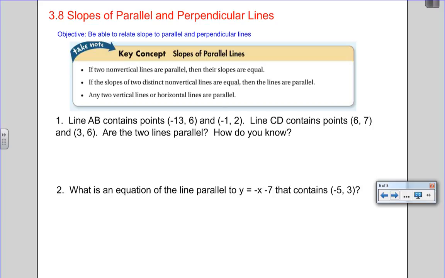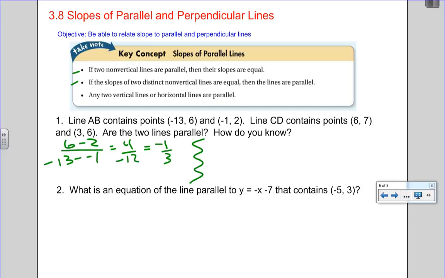So line AB contains points -13, 6 and -1/2, or -1, 2, sorry. Line CD contains points 6, 7 and 3, 6. Are they parallel? Well, looking at these two bullets right here, we know that if they have the same slopes, then they're parallel. So let's just do some quick math. Y minus y over corresponding x minus corresponding x equals -1/3.